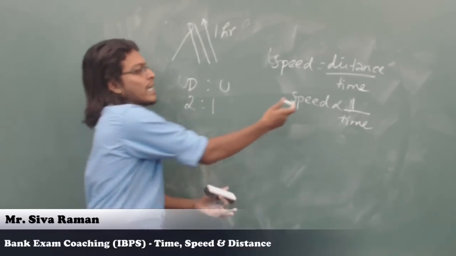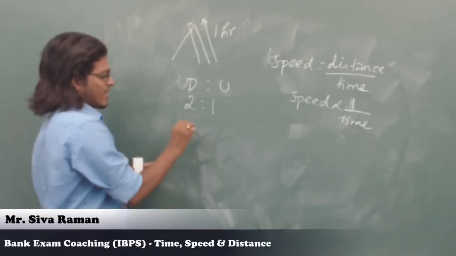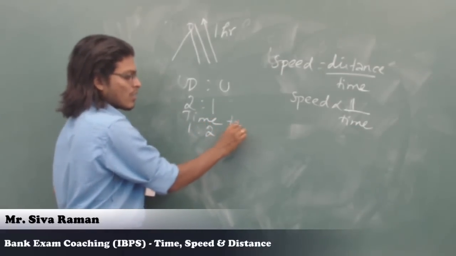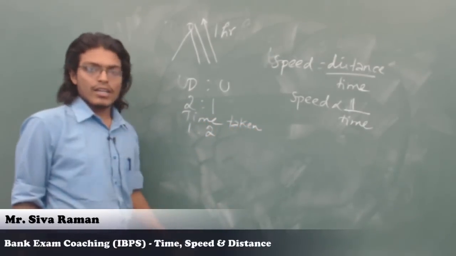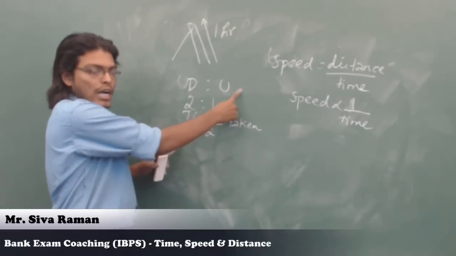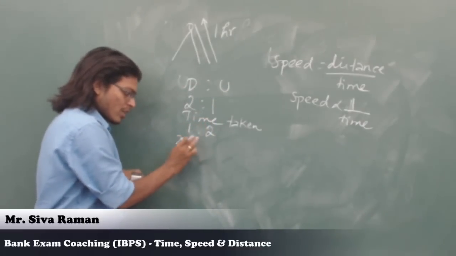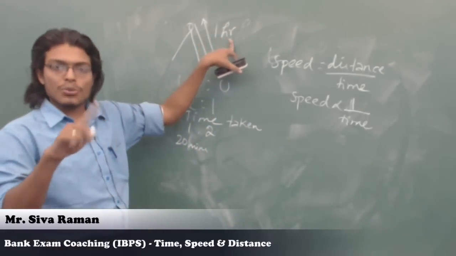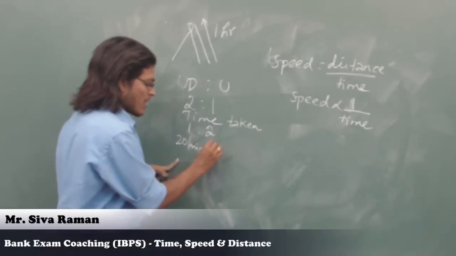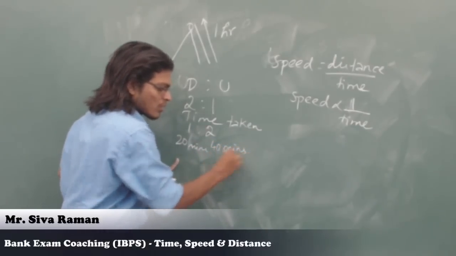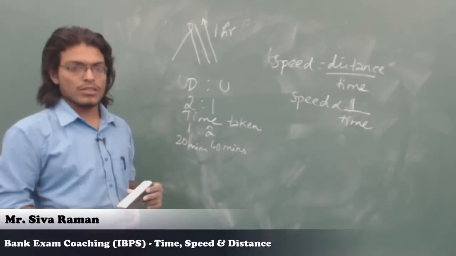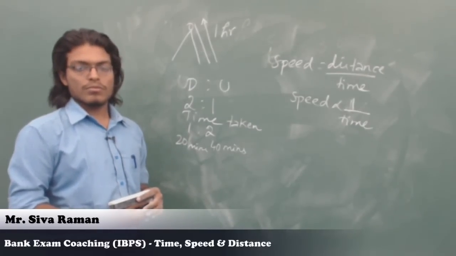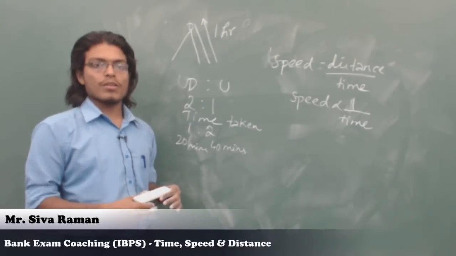So it is 2:1. Since they are reciprocals, you just take the reciprocal, and this will be the time taken ratio between downhill and uphill. Since the total time taken is 1 hour, if you split it as 2:1 ratio, downhill will come in 20 minutes and uphill will go in 40 minutes. So is it clear? Okay.